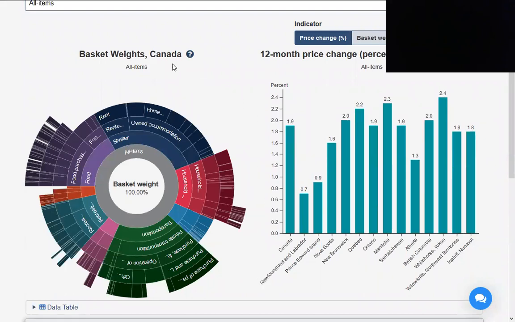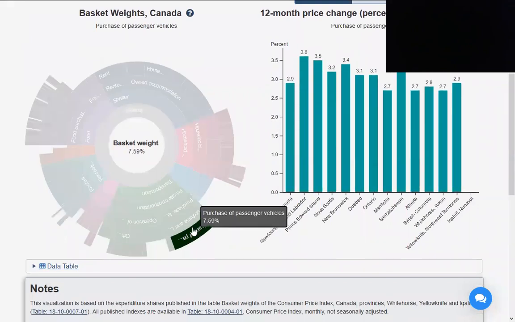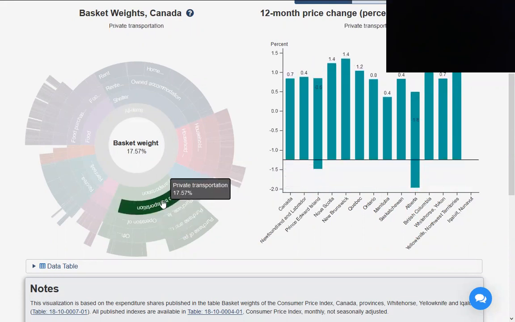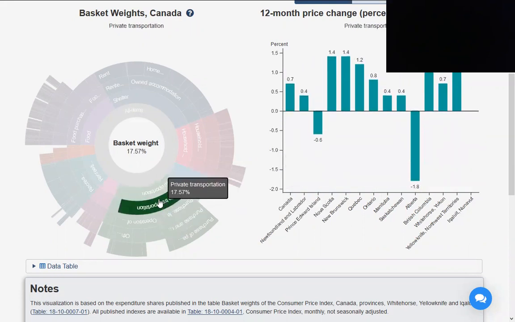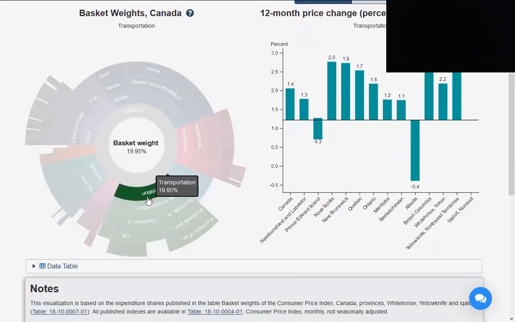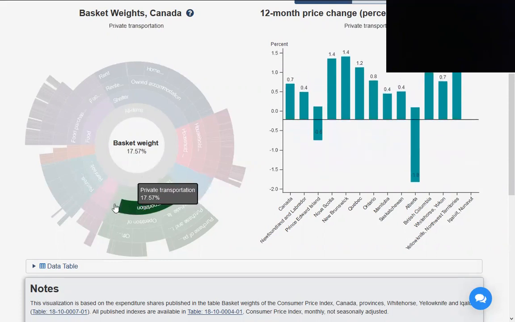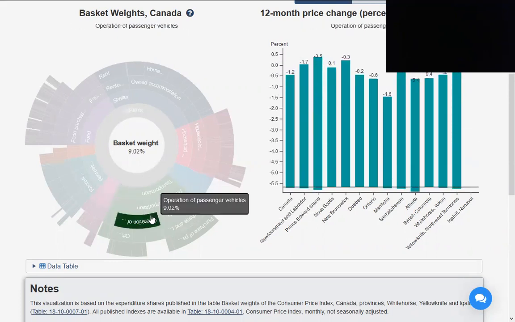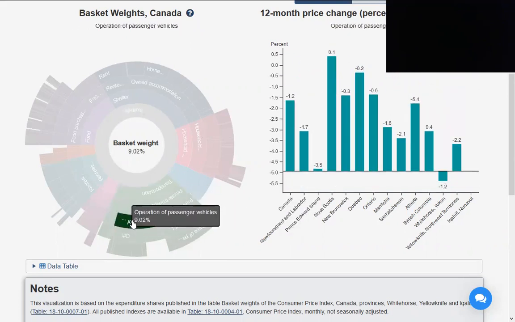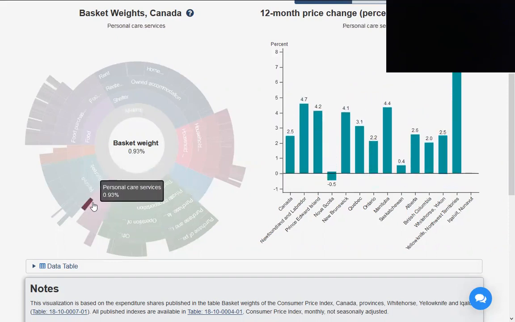So, this is kind of cool. Purchase of passenger vehicles, 8%. Leasing. This is private transportation. So this is airfare, buses, stuff like that, right? Just transportation in general. Oh, so this is all subdivided, right? So this is 19.5, and then it's subdivided between private and public. And then in private, we've got purchasing, operating, and leasing. So that's kind of neat. Healthcare and personal care, and then it splits it up.